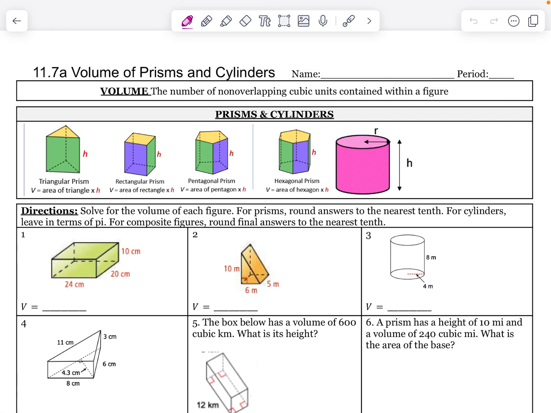This is 11.7a, volume of prisms and cylinders. So after moving from surface area, y'all are going to love volume. All right, so volume is the number of overlapping cubic units.